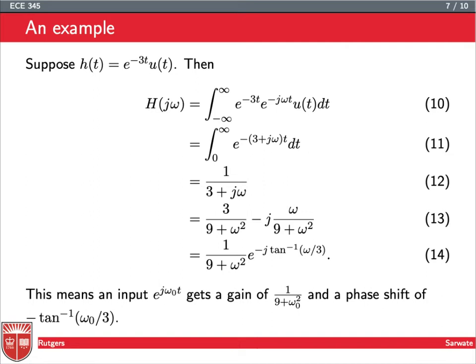So the input e to the j omega naught t gets a gain of 1 over the square root of 9 plus omega naught squared, which is more of an attenuation probably, and a phase shift of minus tan inverse of omega naught over 3.